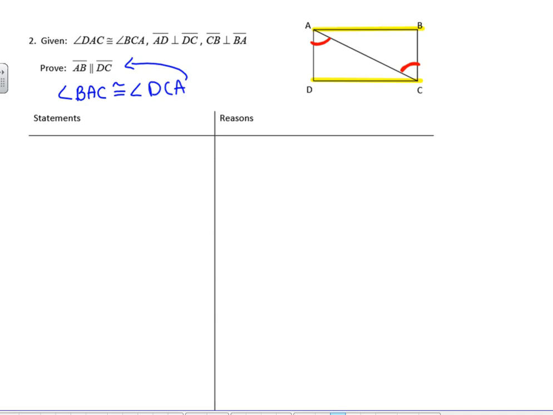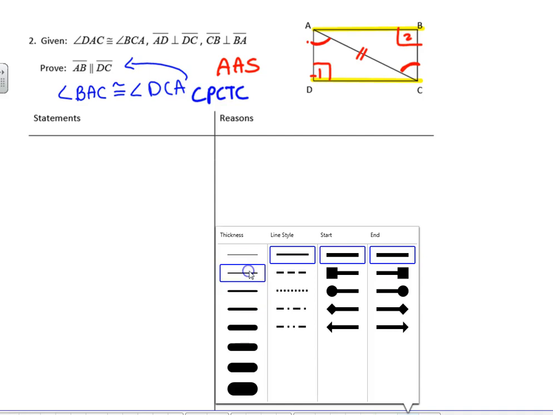Okay, and then AD is perpendicular to DC. I'm going to call this angle 1. And CB, I'm going to call this angle 2. We've got some right angles. Okay, and then we got a common side here by the reflexive property. So our plan would be angle, angle, side. And again, it's angle, angle. The side is not included between the two angles that we know. Okay, so if we get the triangles, then CPCTC to get the parts, which gets us to the parallel lines.